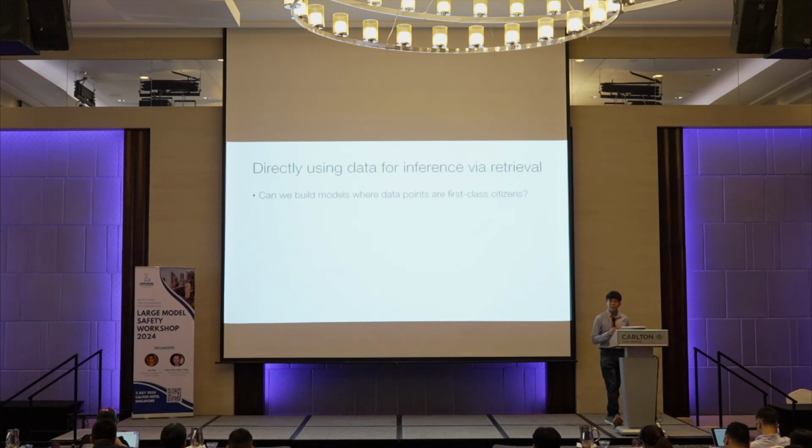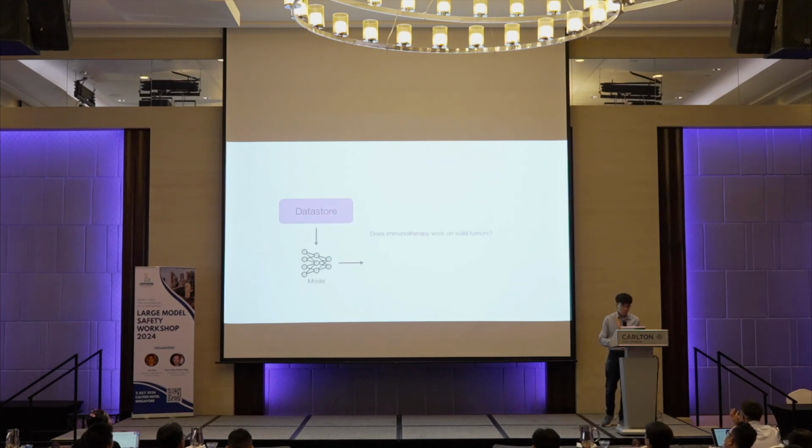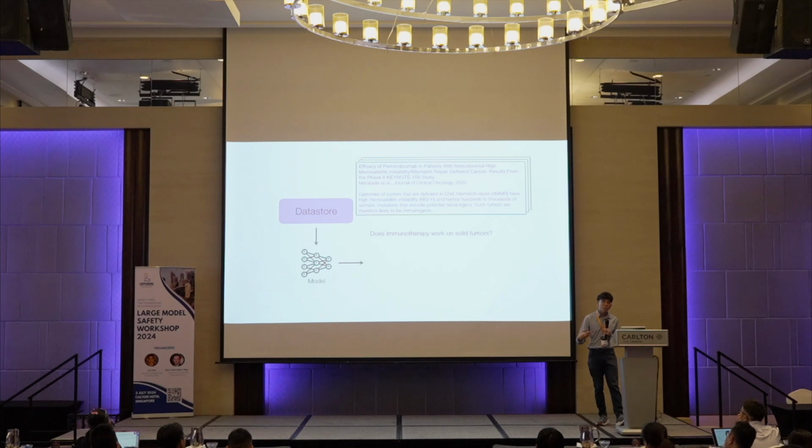So the natural question then is, can we build models where data points are first-class citizens? And we are going to do this via RAG or retrieval-based models. Okay. So this is not a new idea. And what happens here is, instead of only using the parameters of the model, we allow the models to have access to some sort of data store at inference time. And given a query, does immunotherapy work on solid tumors? You might go and retrieve relevant documents, for example, papers that are related to this topic. Given the retrieved documents, we can then condition on them in order to generate the model output.